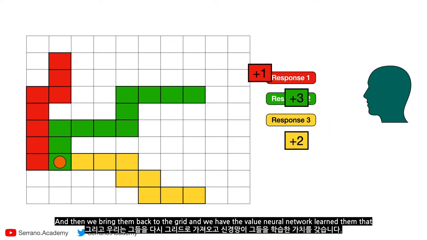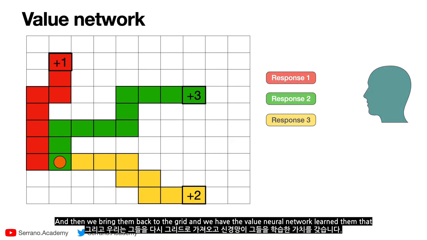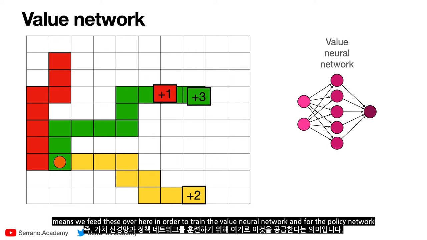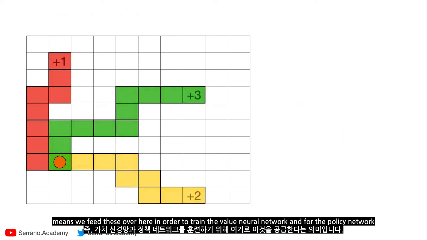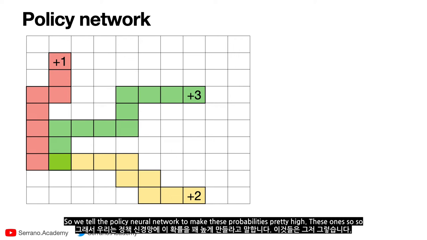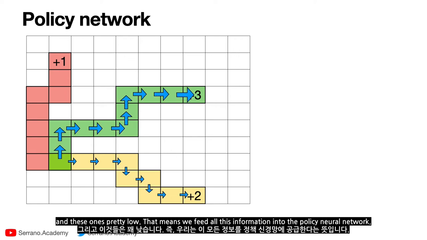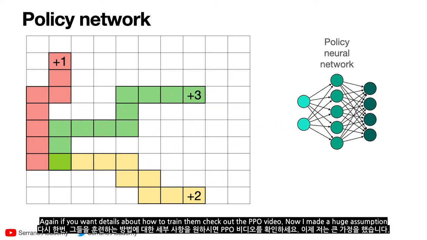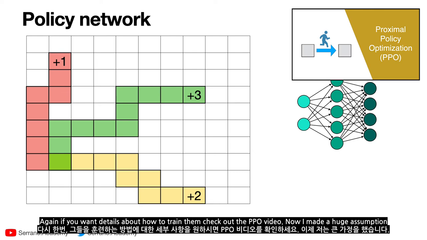And then we bring them back to the grid and we have the value neural network learn them. That means we feed these over here in order to train the value neural network. And for the policy network, well, the same thing happens. We want the agent to move around to get the maximum number of points. So we tell the policy neural network to make these probabilities pretty high, these ones so-so, and these ones pretty low. That means we feed all this information into the policy neural network. Again, if you want details about how to train them, check out the PPO video.